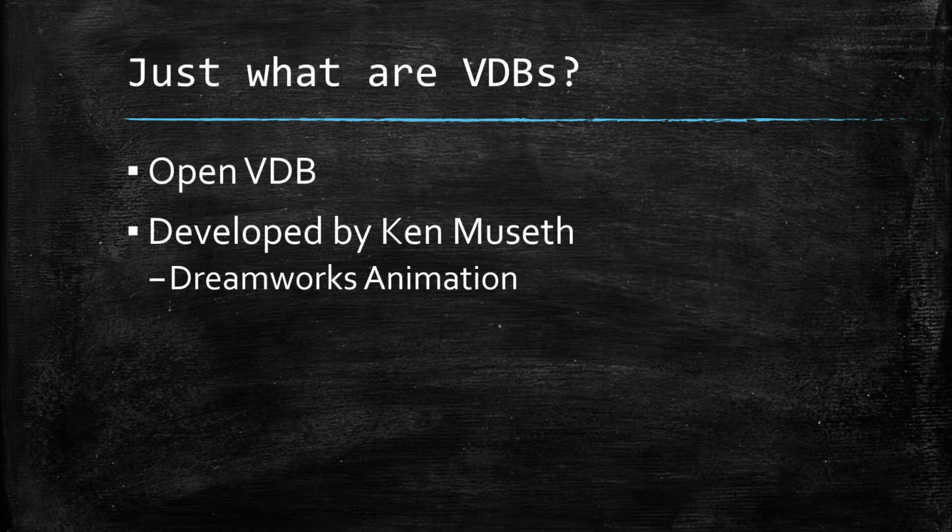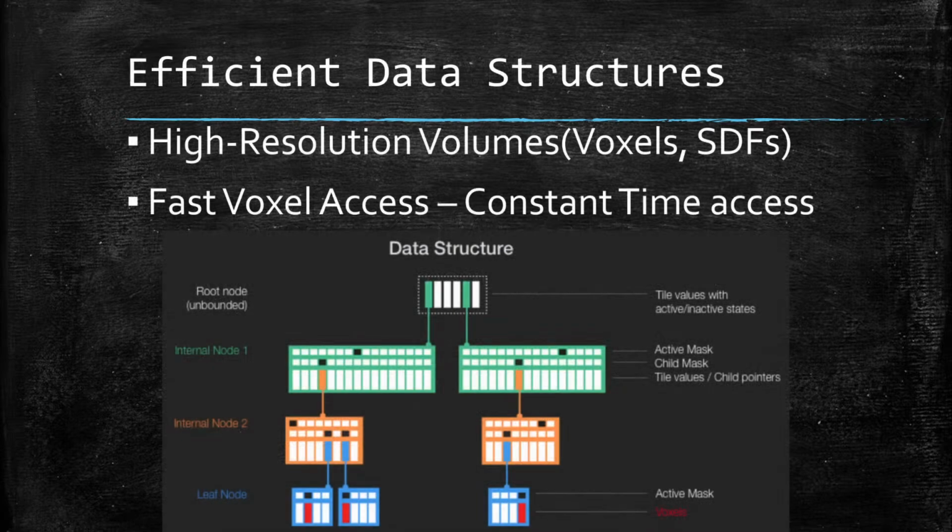Okay, so then what is a VDB? A VDB was developed by Ken Museth over at DreamWorks Animation. I think they created it for something like Shrek's Puss in Boots or something like that. But it was created a few years ago. And it is an efficient data structure for storing voxels. And so this is the breakdown of how they actually do it.